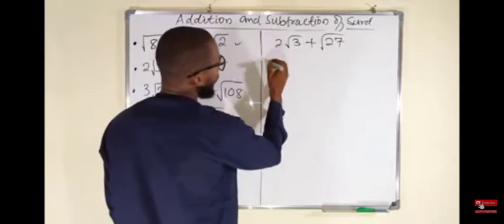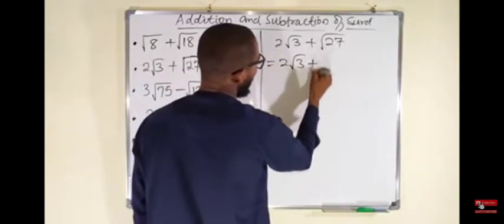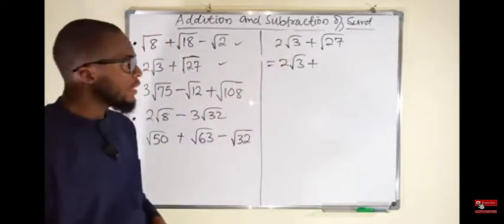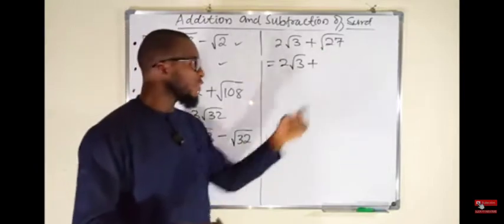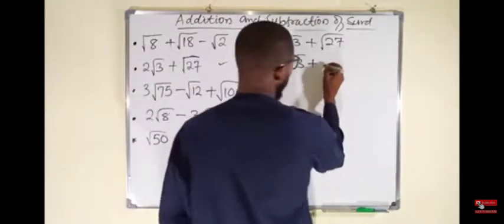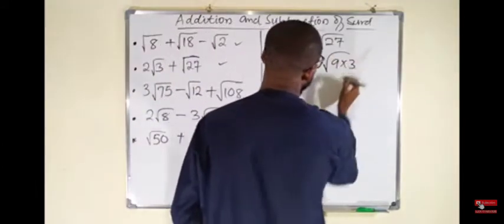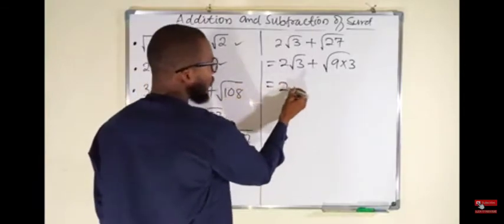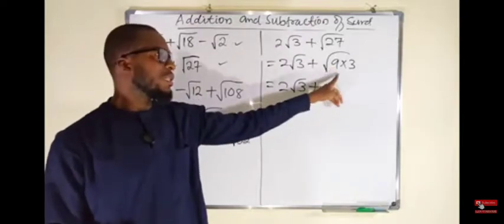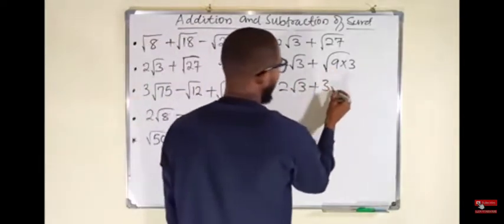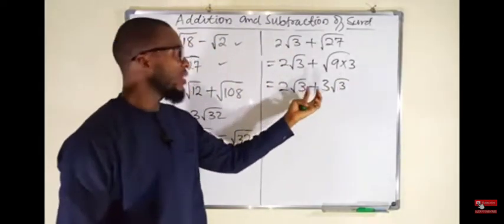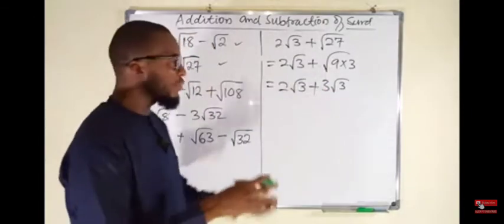So we have 2 root 3 plus. To make this similar to this, we have to think of a number that we can multiply with 3 to get 27. And I believe 9 times 3 will give us 27. So we can write this as 9 multiplied by 3. This is equal to 2 root 3 plus, 9 is a perfect square number, the square root of 9 is 3, so we have 3 root 3. And finally, we have 2 bundles of root 3 and 3 bundles of root 3, making 5 bundles of root 3.